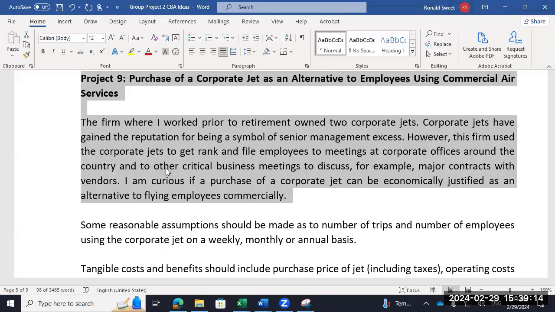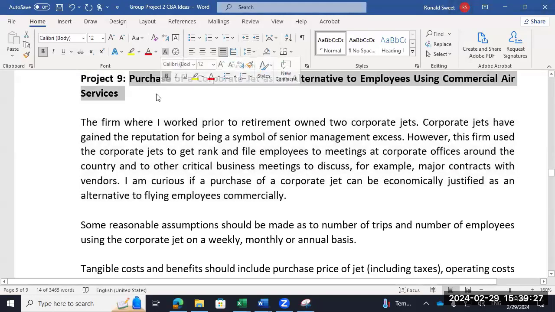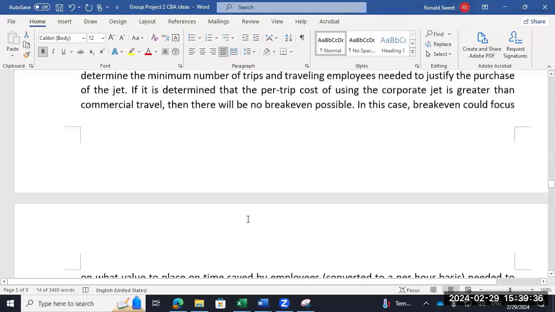I had a team that was working with Constellation and their expansion into Mexico, and they're using a corporate jet, and they made a case that the corporate jet made some sense. But that's possible. The problem with a project like this, and keep this in mind if we do this on Tuesday, is that it's very difficult to actually get the data to do the analysis. So it's a tough project that way.